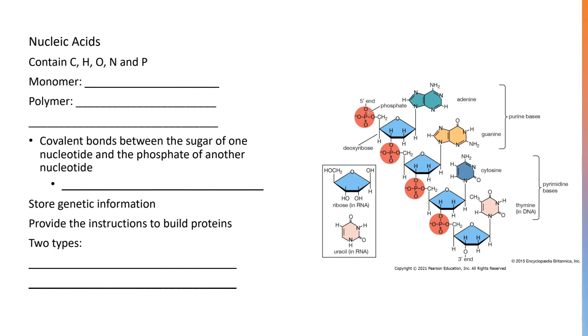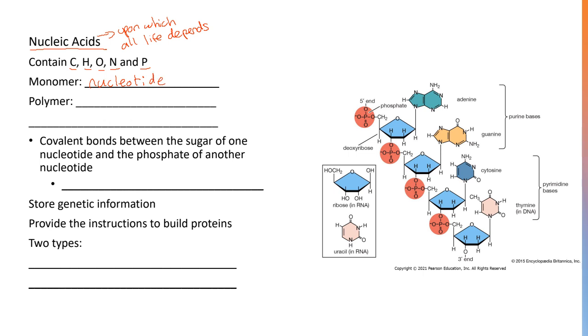All right, let's wrap up this chapter with our last macromolecule, nucleic acids. This is going to be the organic molecule upon which all life depends. These are going to be our instructions to make our proteins. So nucleic acids contain a lot of carbon, hydrogen, oxygen, nitrogen, and phosphorus. The monomer of nucleic acids is going to be the nucleotide.